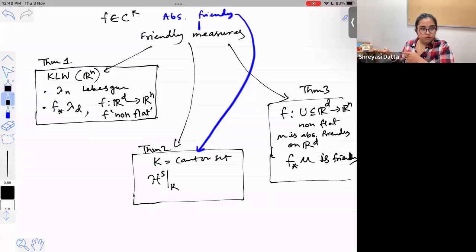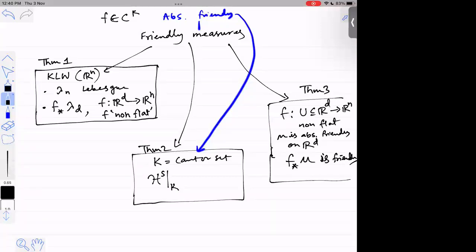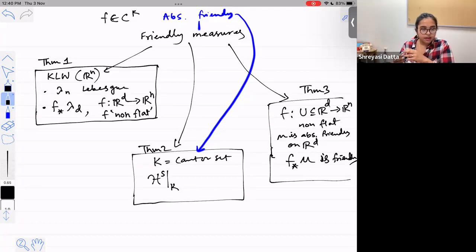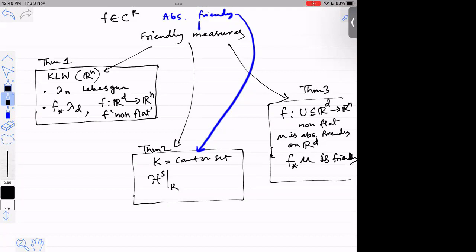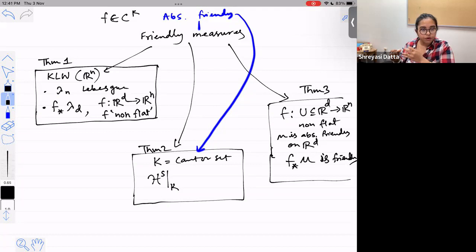Is D supposed to be greater than N or something? D is less than N. But then you say non-flat, and you have a map from, so you can think about a curve in case of, let's say, R3. So you have a curve inside R3, so it's a map from R to R3.